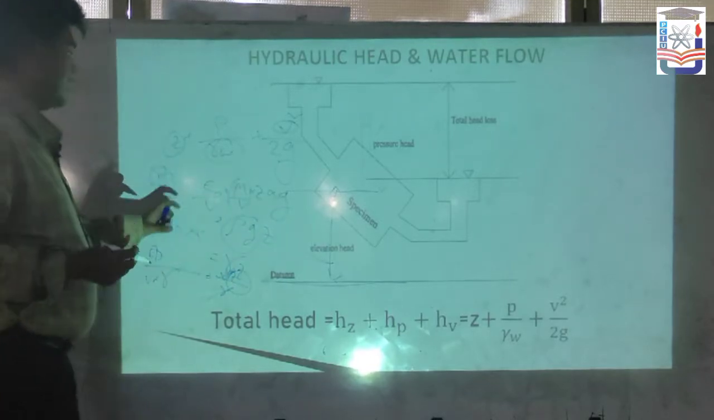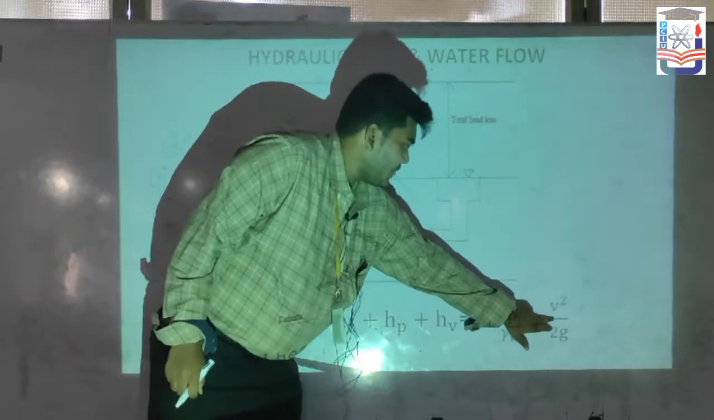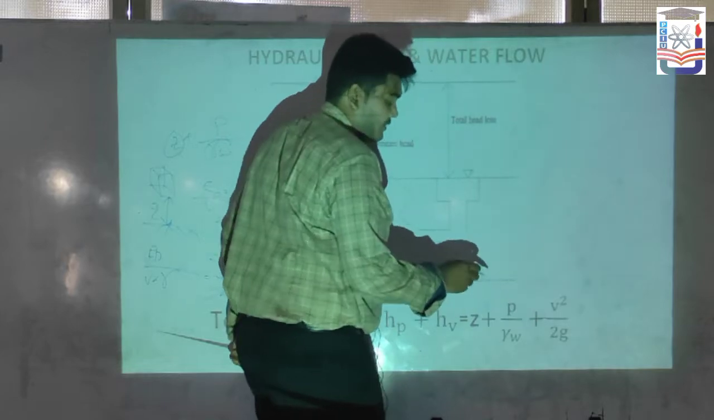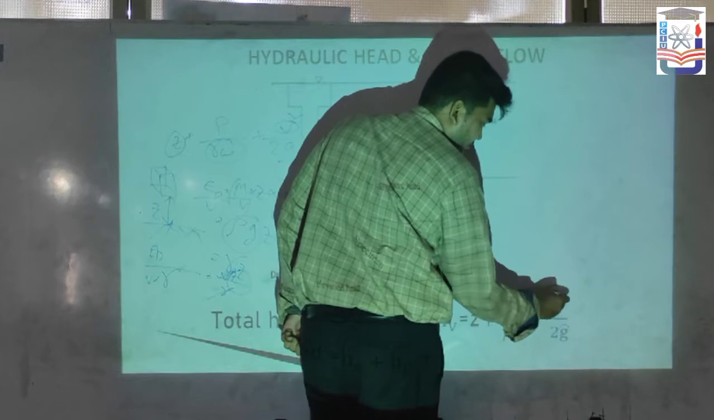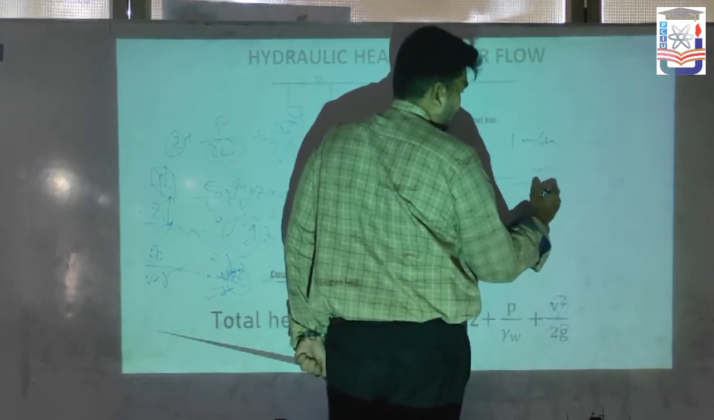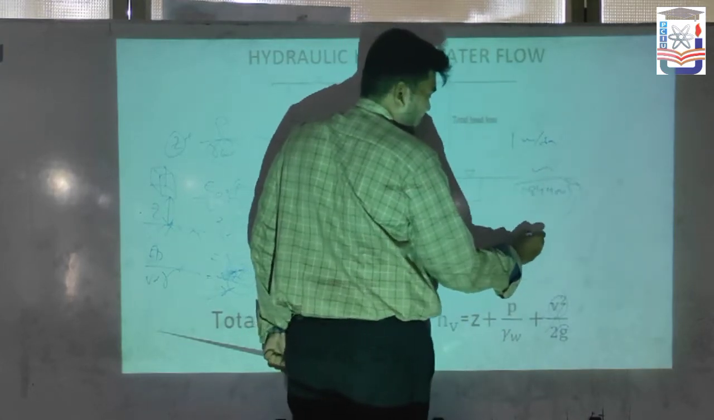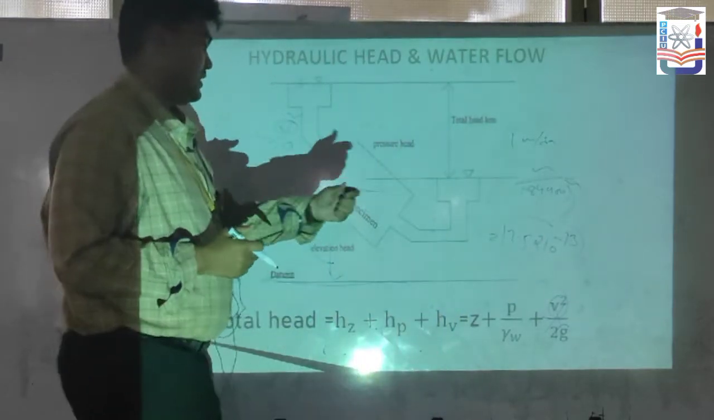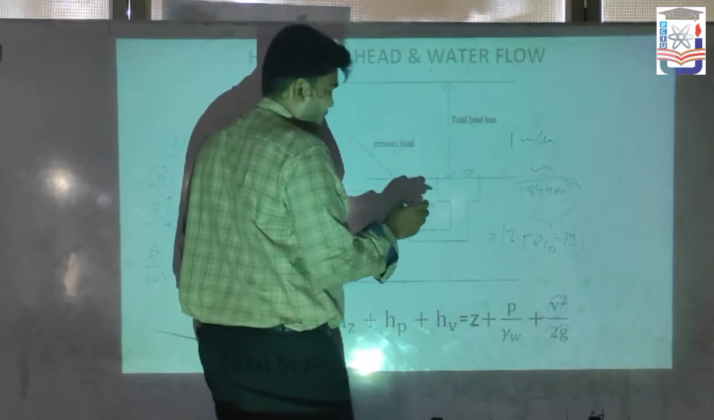For surface water, the velocity head can be counted, but in groundwater it can be neglected, because the velocity in groundwater is about 1 meter per day, that is 1 over 86400 meters per second, squared. The value is about 12.5 times 10 to the power minus 13, which is extremely small, so it is negligible.